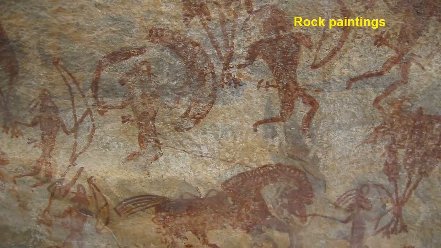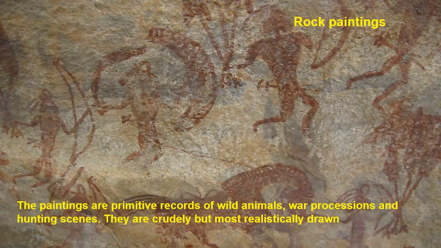Bhimbetka caves are in the Narmada valley, in Madhya Pradesh. Even there were rock paintings. The paintings are primitive records of wild animals, war processions and hunting scenes. They are crudely but most realistically drawn. So paintings have also been found there. So this is one site, a Paleolithic site, Bhimbetka. Got it?